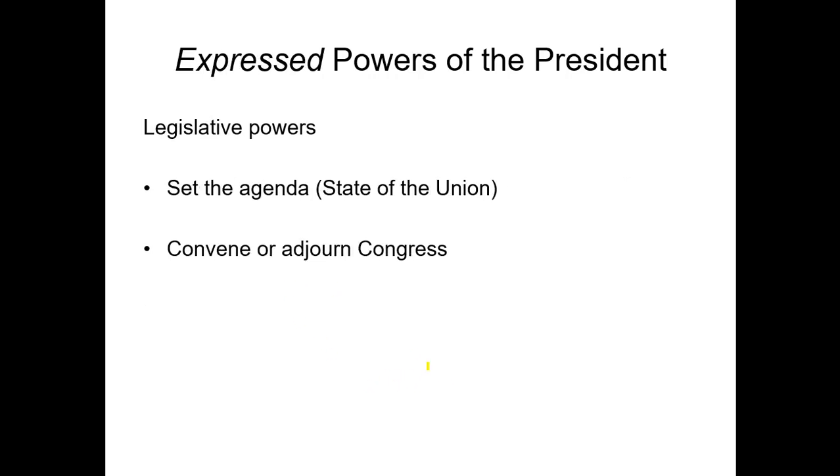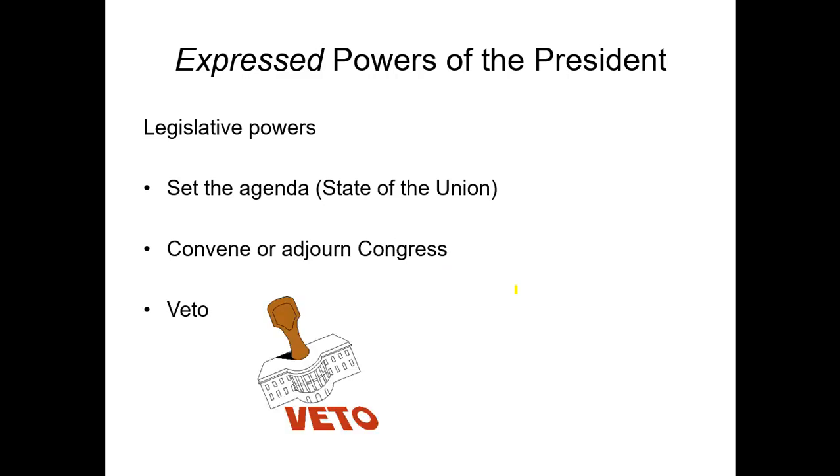Legislatively, the president sets the agenda through the State of the Union. Since he's the person that's elected by the entire United States, there is considerably more publicity involved in his election. He can say that he was elected with the mandate to accomplish this or that. So therefore, he kind of sets the tone, sets the agenda for what policies are going to be pursued. And he can also convene or adjourn Congress if he feels that there's an emergency that needs to be addressed. And of course, we've already talked about the veto power.